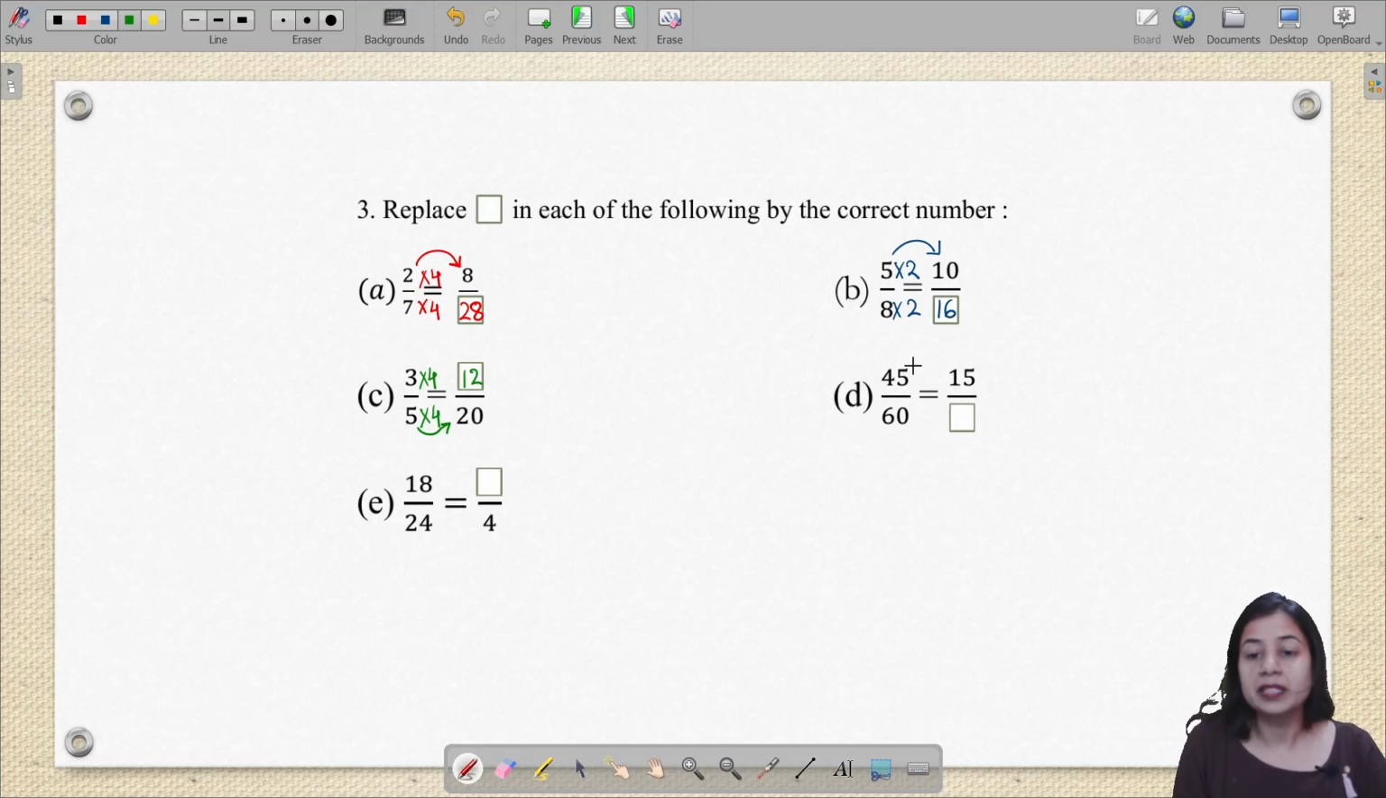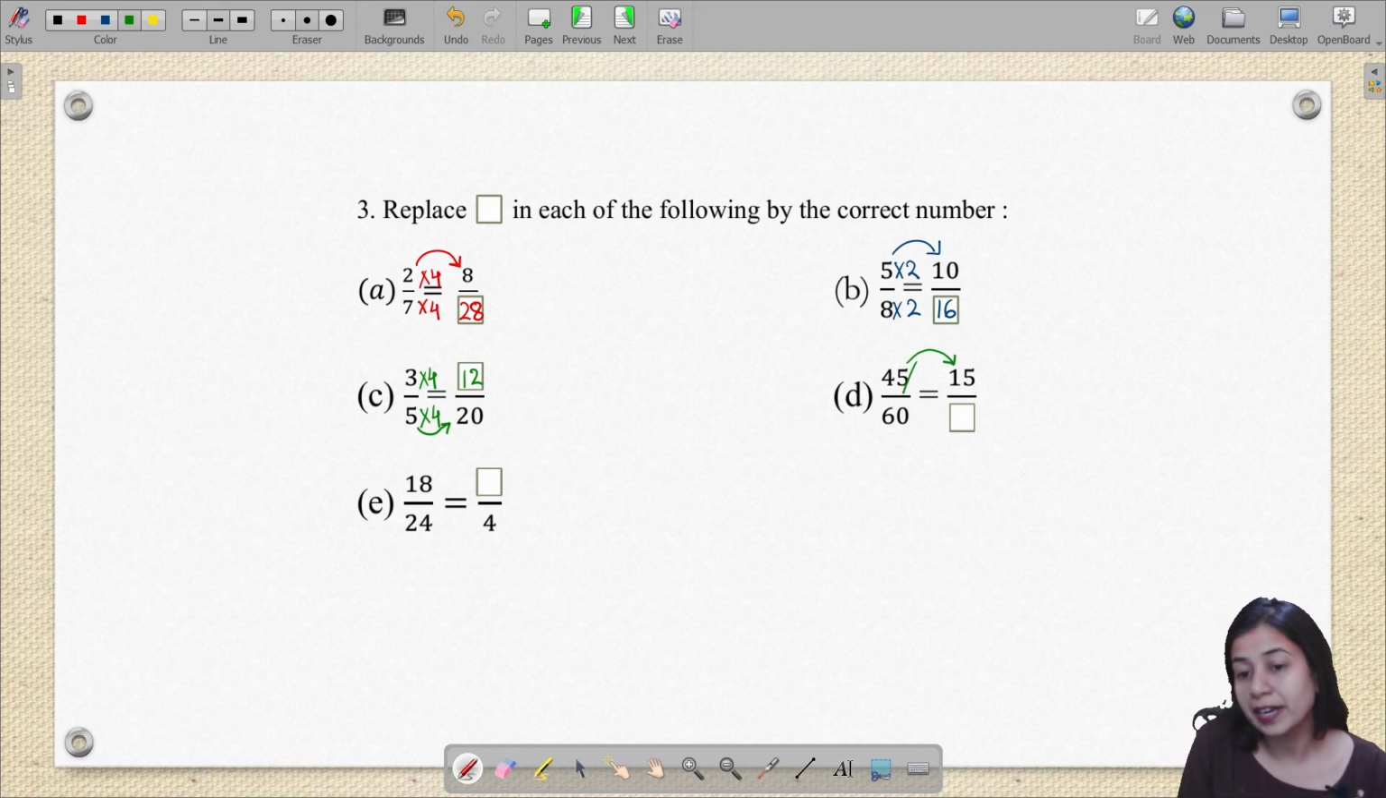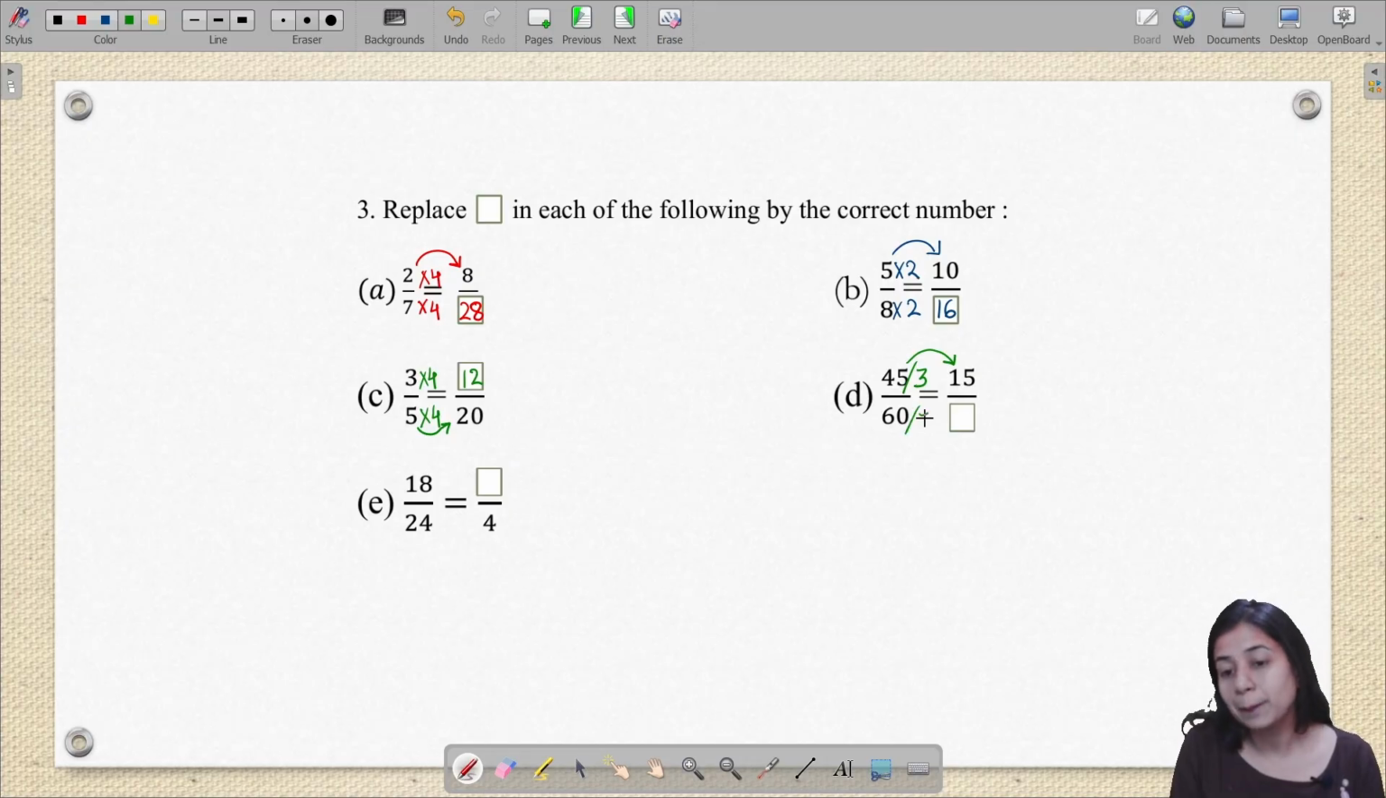Moving to the D part. Here if you observe, the new fraction value is decreasing. So here we are not multiplying, we are dividing. Here we are dividing 45 by 3, giving us 15. So similarly, the denominator will also be divided by 3. 60 divided by 3 gives us 20. So the fraction is 15 by 20.